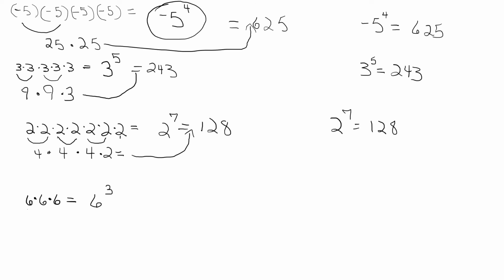Same here on the bottom. 6 times 6 is 36. Times 6 equals 216. So 6 to the 3rd power gives us 216.